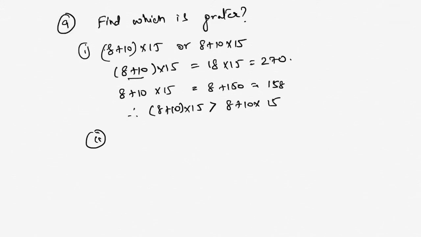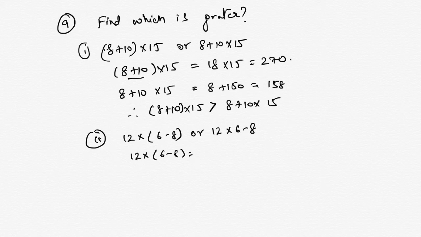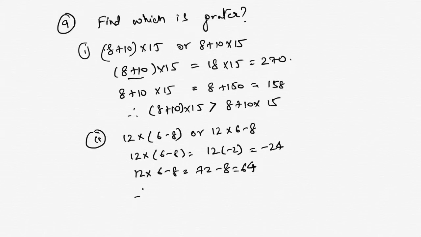Now number 2, 12 into 6 minus 8 or 12 into 6 minus 8. So 12 into 6 minus 8 is equal to 12 into minus 2, which is minus 24, and 12 into 6 minus 8 is equal to 72 minus 8, which is 64. Therefore 12 into 6 minus 8 is 12 into 6 minus 8.